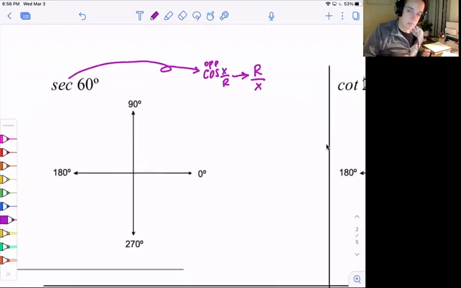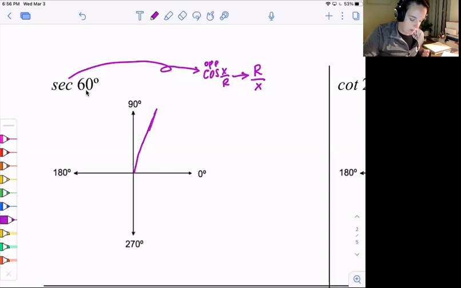All right. So now I need to draw my triangle. I have 60 degrees. So it's going to be a little bit more up here, like 2/3 of the way, and draw straight down.